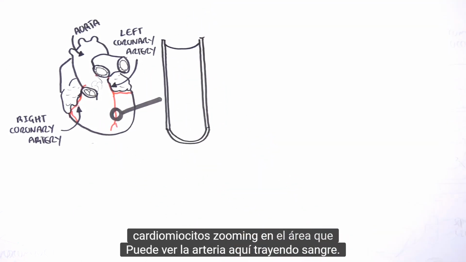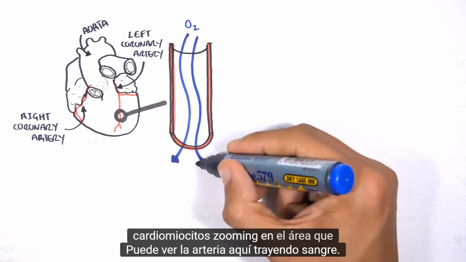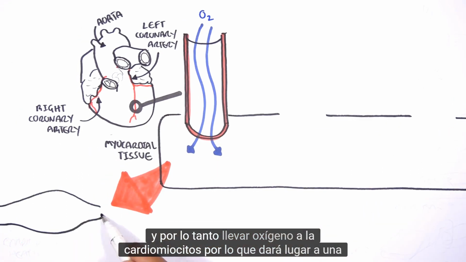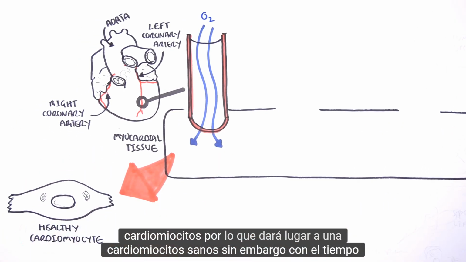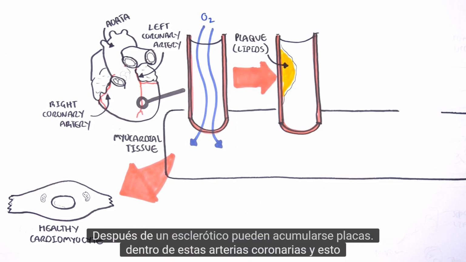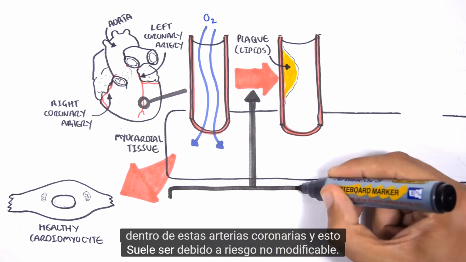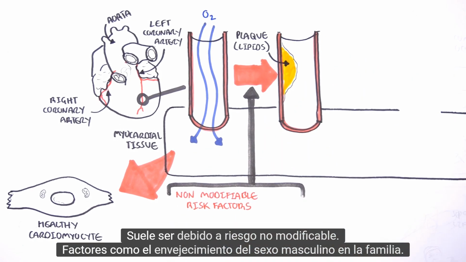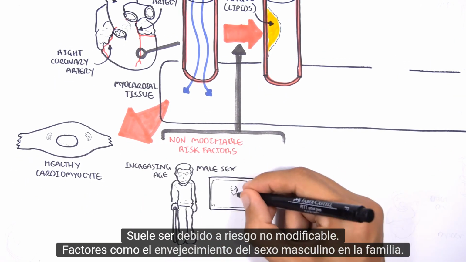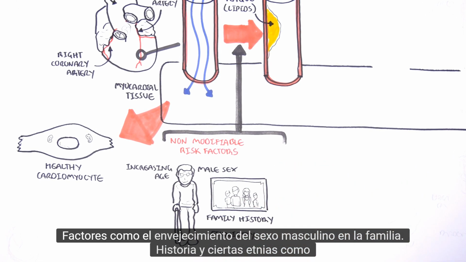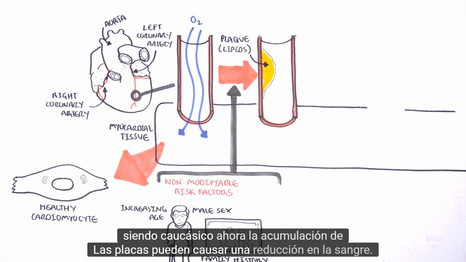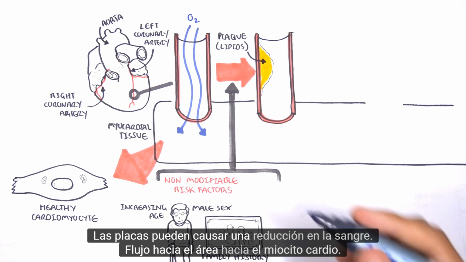Zooming into the area, we can see the artery here bringing blood and therefore bringing oxygen to the cardiomyocytes. Thus, it will result in a healthy cardiomyocyte. However, over time, atherosclerotic plaques can build up within these coronary arteries. And this is usually due to non-modifiable risk factors, such as aging, male sex, family history, and certain ethnicities such as being Caucasian.